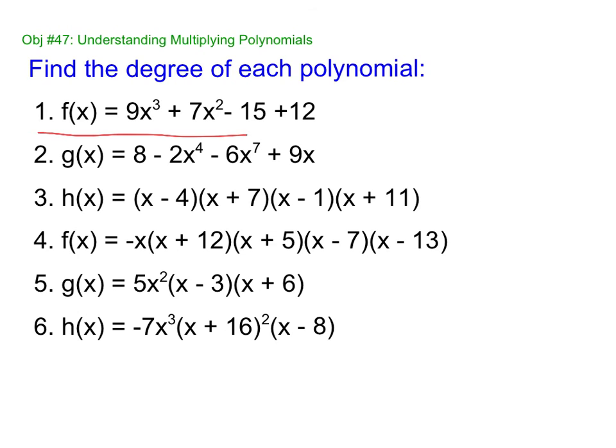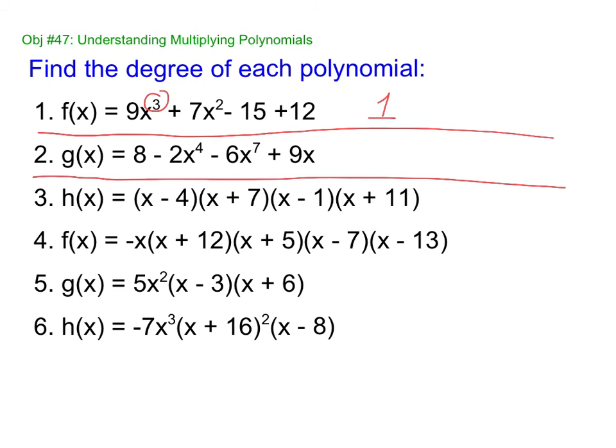All right, so number 1 should be easy. The highest power is a 3. Right? Number 2 shouldn't be too hard. What's the highest power? 7, right? The highest power is a 7, so the degree is 7. Number 3, if I solve, how many roots are there? There are 4, right? I just count the x's. 1, 2, 3, 4. There are 4 x's in the problem. If I were to multiply this whole thing out, it would be x to the 4th.